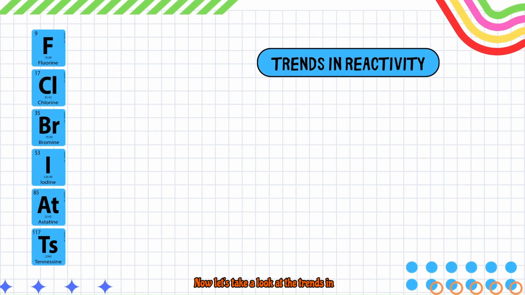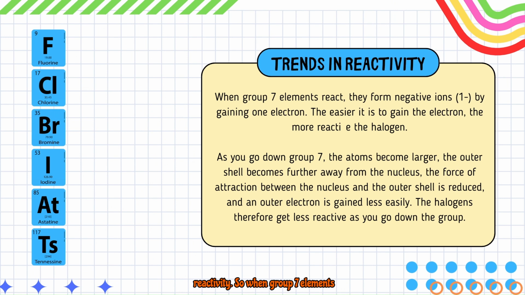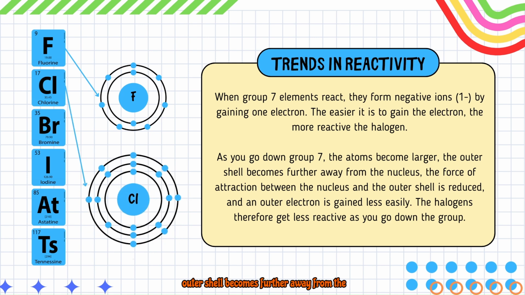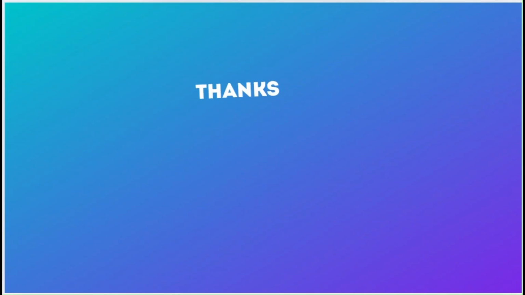Now let's take a look at the trends in reactivity. So when group 7 elements react, they form negative ions by gaining one electron. The easier it is to gain the electron, the more reactive the halogen. As you go down group 7, the atoms become larger. The outer shell becomes further away from the nucleus. The force of attraction between the nucleus and the outer shell is reduced and an outer electron is gained less easily. The halogens therefore get less reactive as you go down the group.